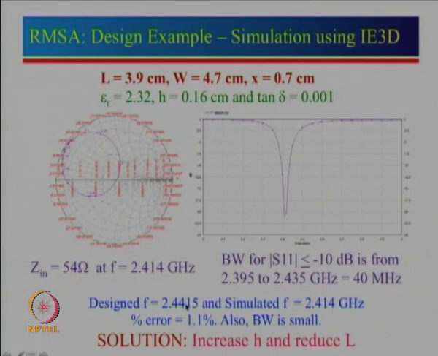So now the question comes, what do we do next? We got a value which has a percentage error of 1.1%. What we simulated is 2.414, and what was desired was this here. So if we reduce the value of length L, what will happen? Frequency will increase. And to increase the bandwidth, what do we need to do? We need to increase H, so that bandwidth will increase.